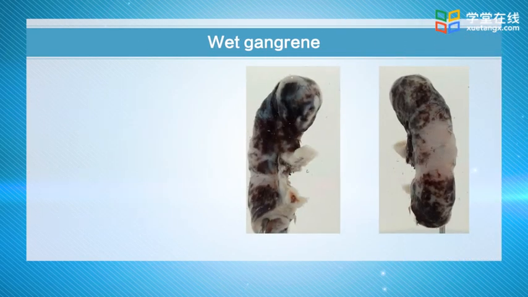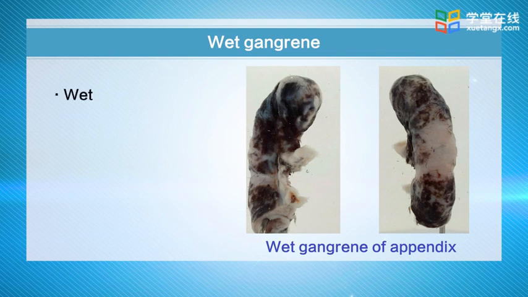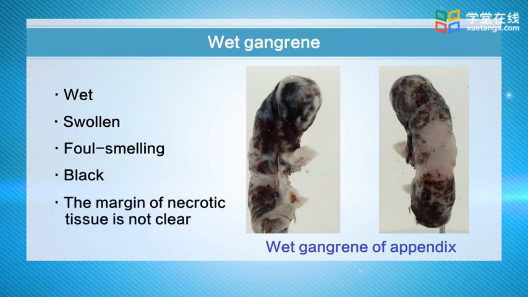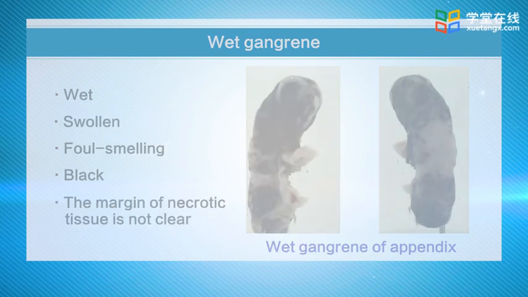These pictures show wet gangrene of appendix. The foci of necrosis are most swollen, foul-smelling, and black. The margin of the necrotic tissue is not clear.